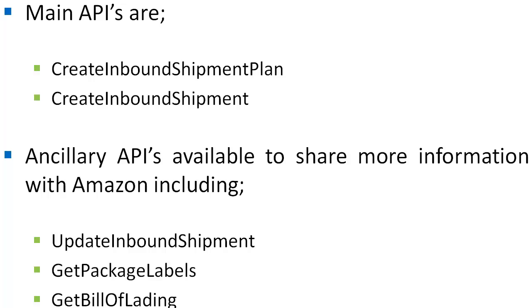There are also a couple of ancillary APIs that are useful in this part of the suite. One is the update inbound shipment API, which, if you have any changes to the shipment before it goes to Amazon, you can notify them through. And the get package labels is a useful API. It allows you to pull down labels from Amazon that you'll need to put on your shipment so that the products can be received correctly into the Amazon fulfillment center. Anybody who's familiar with logistics will be aware that this type of functionality is pretty standard stuff, but it's all supported by the API suite.